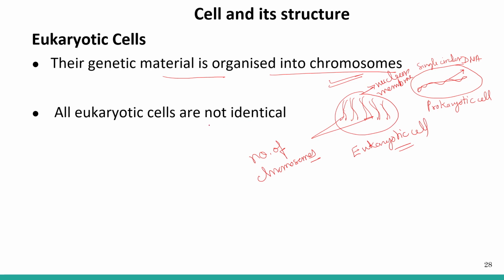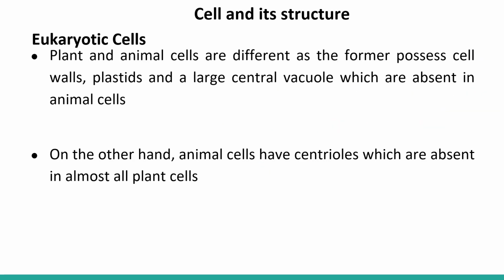All eukaryotic cells are not identical. There are so many differences in the eukaryotic cell. The major difference we can see is between plant and animal cells. They are different as the former possesses a cell wall. So in the plant cell, we have a cell wall, plastids, and a large central vacuole, which are absent in the animal cell.